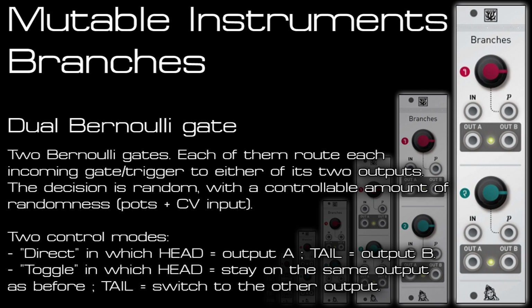I'm going to look at the Mutable Instruments Branches module, which is a dual Bernoulli gate, which is like a virtual coin toss based logic. It's got two channels and each of them can route a single trigger or gate at its input to two different outputs. The output is random. Again, this can be thought of as a coin toss process, and you can control the randomness with the probability knob and also the probability CV input.